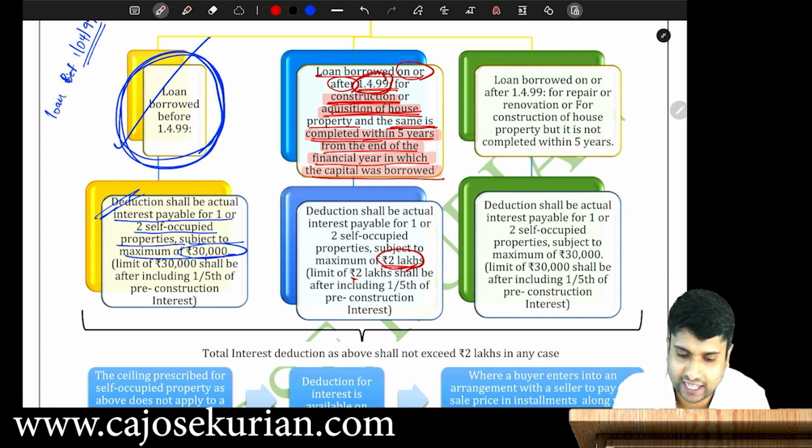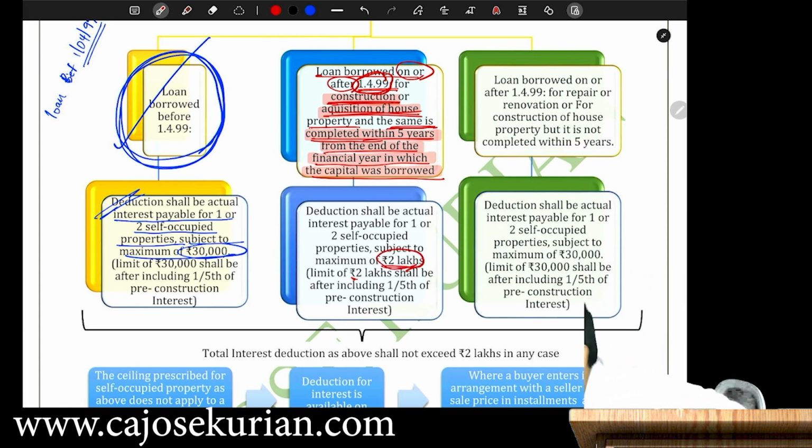And imagine I have 2 self-occupied properties. For both I took a loan after 1st April 1999. One is for construction and the other is for purchase. All the conditions are satisfied. Can I claim 2 lakh per property, or a combined threshold of 2 lakh? Combined. Maximum I can claim is only 2 lakh. Now, moving on to the third case.